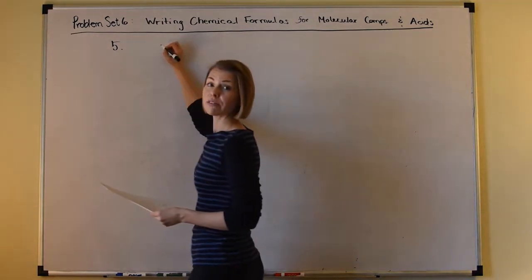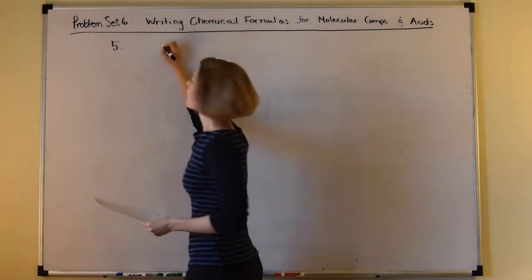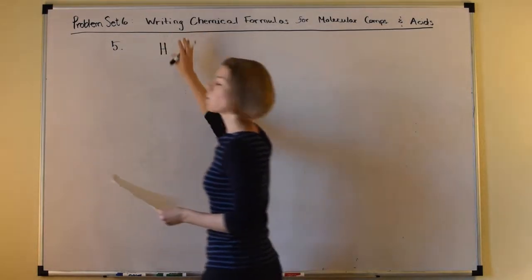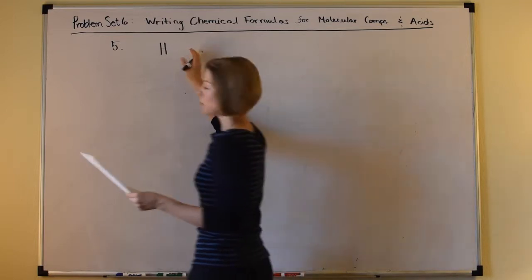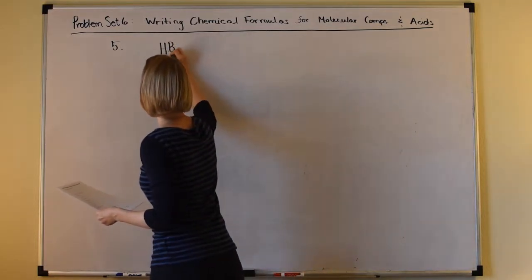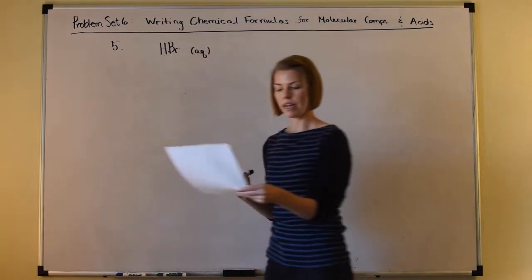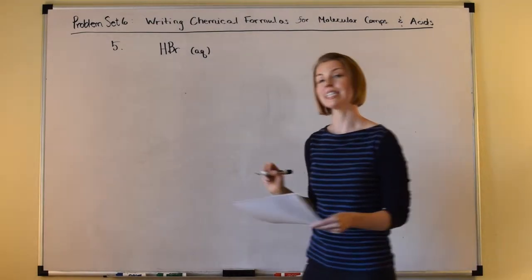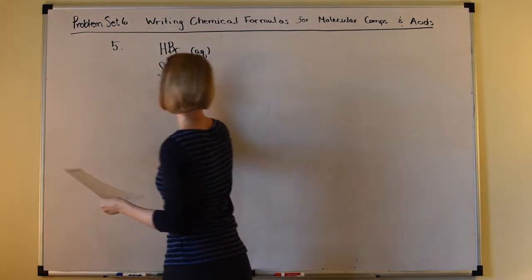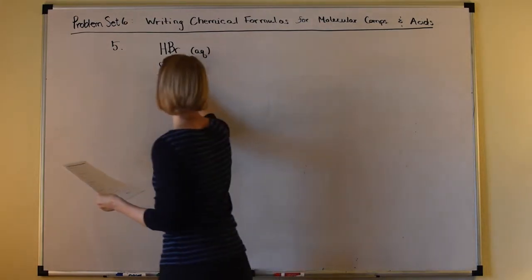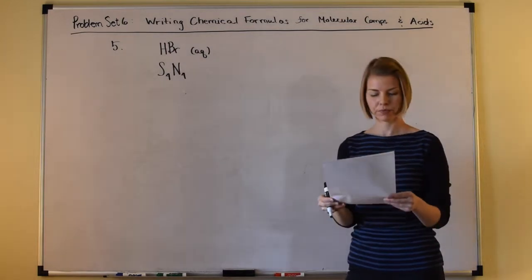Okay, so the hydro prefix hopefully tells you that it is a binary acid, and so it just has hydrogen and one other element, and the element you can get from the element stem, bromic acid, so it's bromine. All right, tetrasulfur tetranitride, so 4 sulfurs for tetra and 4 nitrogen.